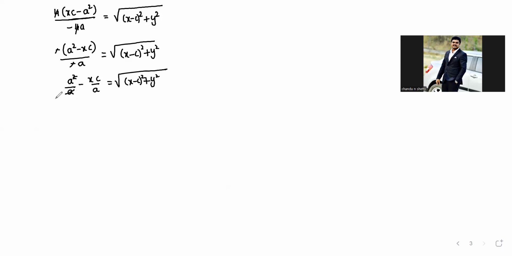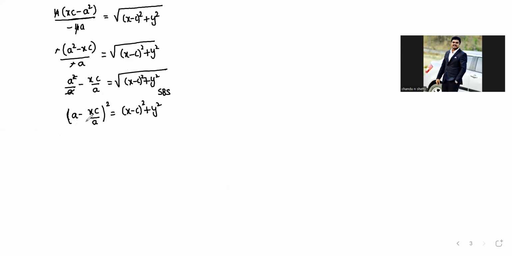A and the square cancel, and again the square root. What we have should be shifted to the LHS side. We get A minus xc by a whole square is equal to x minus c whole square plus y square. So if you are not understanding, we can take it here side by side. Okay, so here the square root cancels. So again we are taking the square here. Clear it is, all of you?